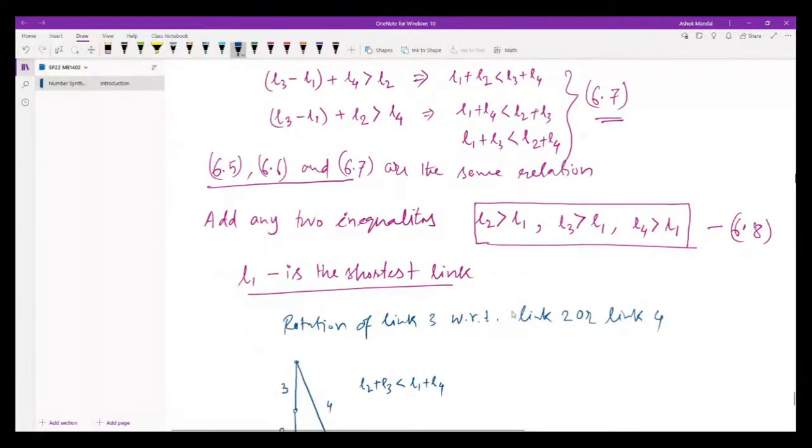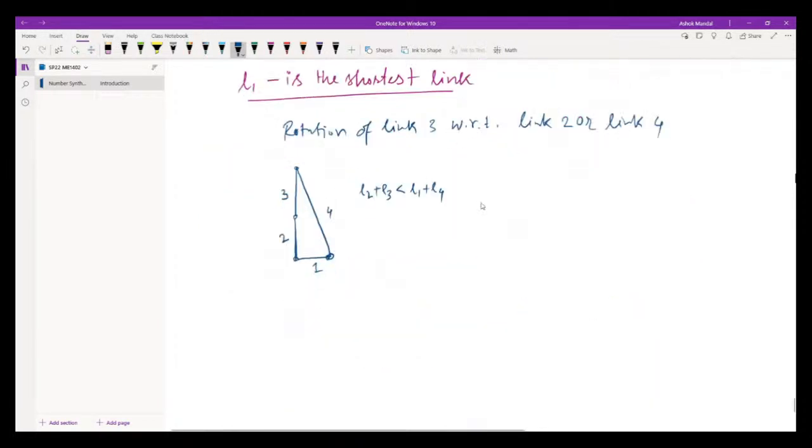Can we have this relation from here? If you maintain this condition, and this condition gives you this, where you see L2 plus L3 always greater than L1 plus L4. That means this condition is not satisfied. I'll take 2 more minutes to finish this.